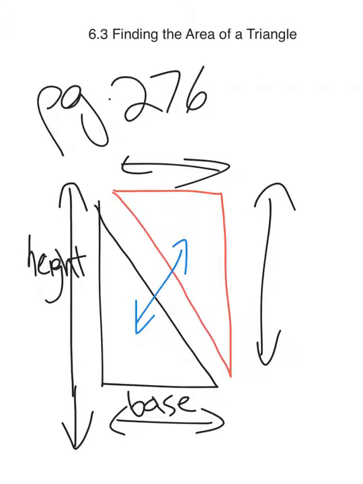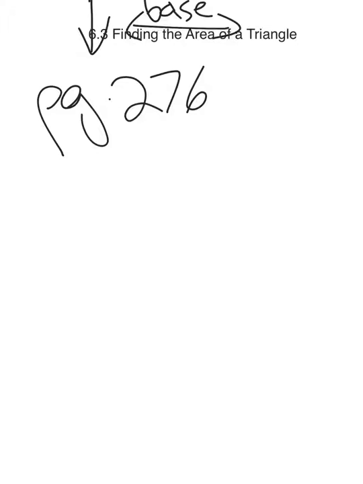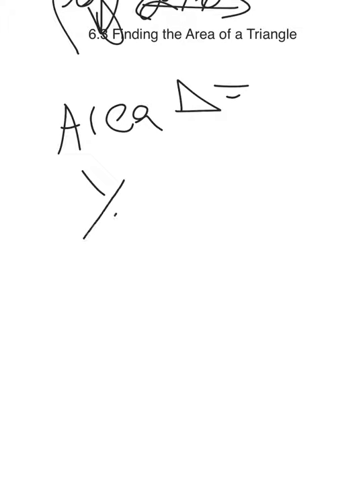For this reason, the area of a triangle is half times the base times the height, because we know that length times width of a rectangle would give us our area. Same thing with a triangle. We need our height, we need our base, but we also need to multiply that by half because a triangle is half of a rectangle.